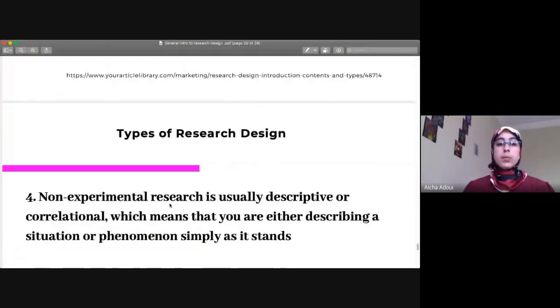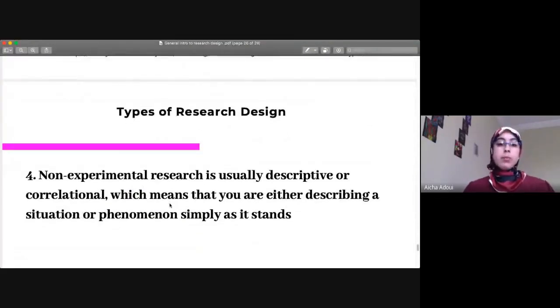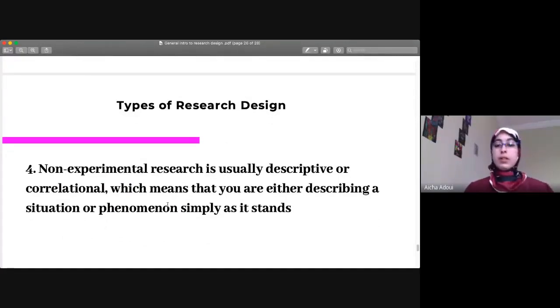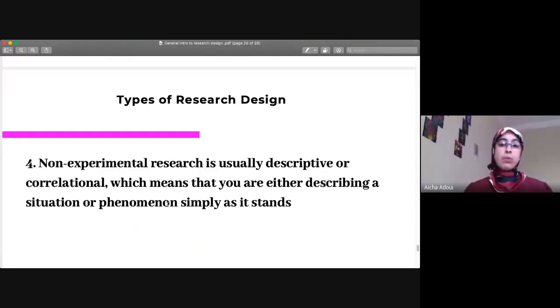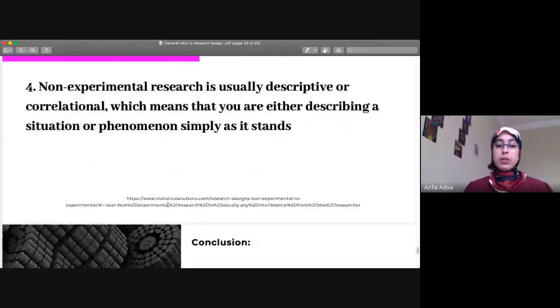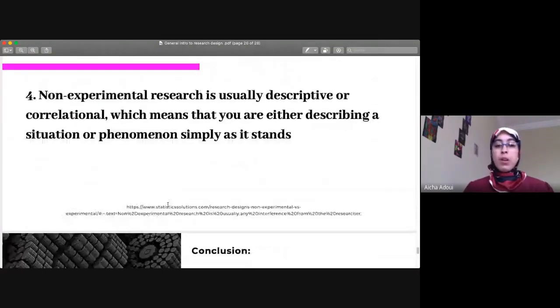Then again, non-experimental research. This is going to be covered by my colleague, Mrs. Shema. Non-experimental research is usually descriptive or correlational, which means that you are either describing a situation or phenomena simply as it stands. We will see this in detail in a minute with Shema.